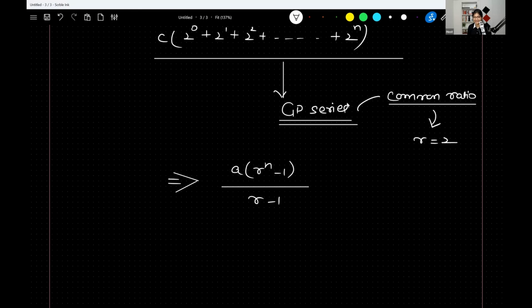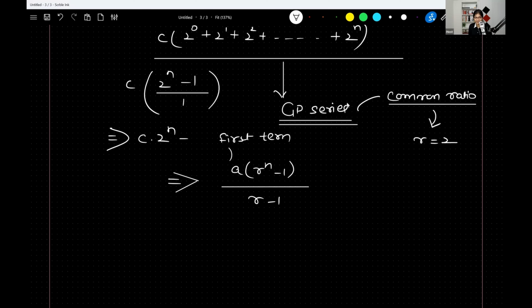If you apply this formula, A is the first term in our GP series, R is the common ratio, and n is the number of values we have. So let's apply this formula. C will remain the same. R is 2 power n minus 1, divided by 1 itself. If you multiply, you will get C into 2 power n minus C, which is nothing but big O of 2 power n, because the remaining things are constant. We are working on approximation. So it comes out to be an exponential time complexity.